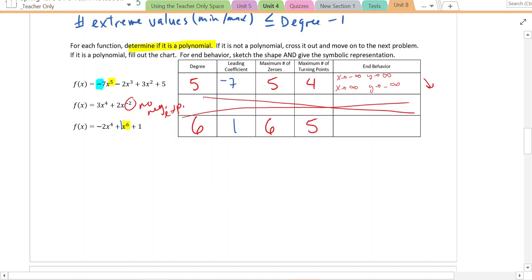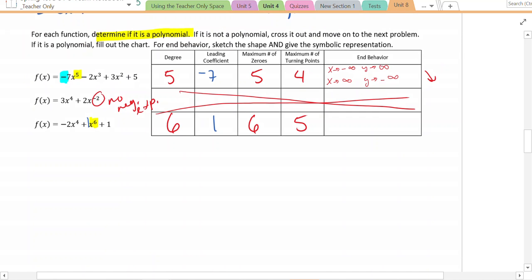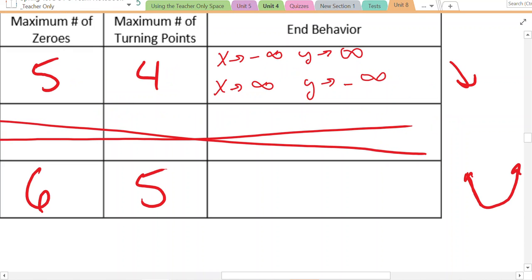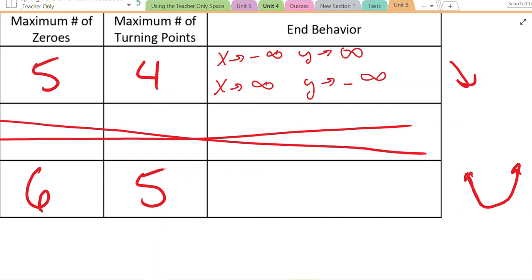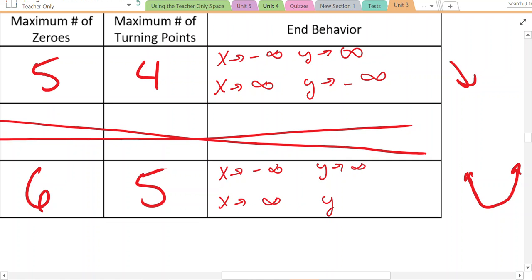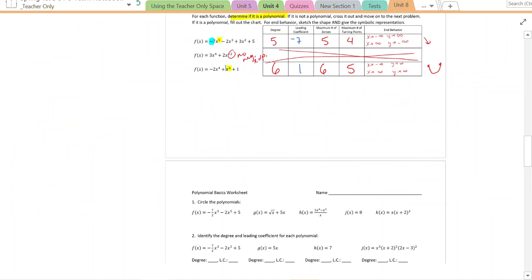And then there's end behavior, and since the leading coefficient is positive and the degree is even, I know they both go in the same direction and they're both going to go up. So it's going to go up on both sides. That means that as x goes to negative infinity, y is going to infinity. As x is going to infinity, y is going to infinity. So you can describe the overall shape of it anyway.